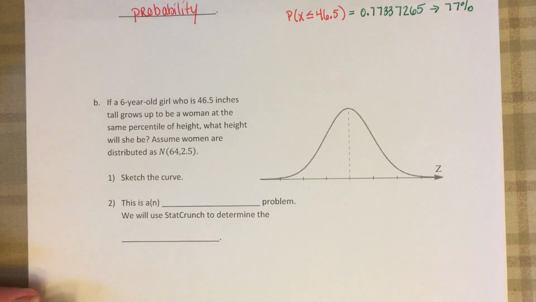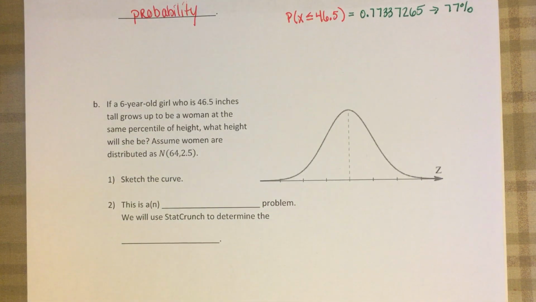This last problem then down here at the bottom. If a 6-year-old girl who is 46.5 inches tall grows up to be a woman at the same percentile of height, what height will she be? Assume women are normally distributed, right, as N(64, 2.5).